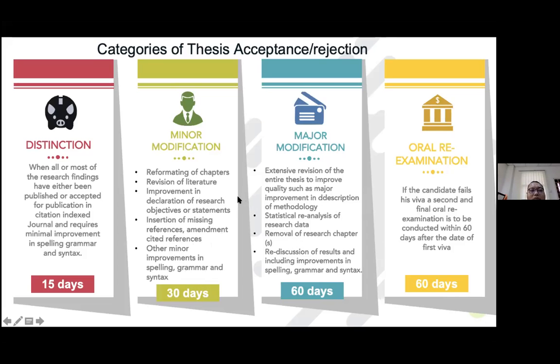So now UPM has changed. The previous minor modification is 30 days. Now the minor modification is 3 months, whereby the major modification is 6 months now. Last time it was 60 days. So you may have the major modification, or you may have the oral re-examination. We call it a reviva. Okay. So if you have this verdict, reviva.